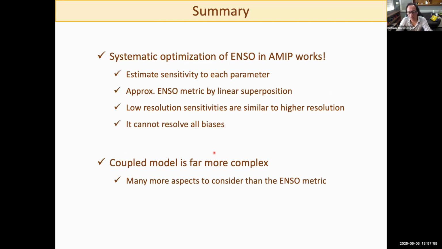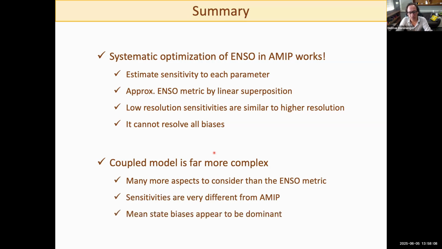There are many more aspects to consider than just the ENSO metrics, obviously, in the coupled model, and the sensitivities in the coupled model will be very different from the AMAP run. And the mean state biases appear to be dominant. I think this is the reason. The reason why the sensitivities are so different from the AMAP, I think, is because of these large mean state changes that you will see in the coupled model.